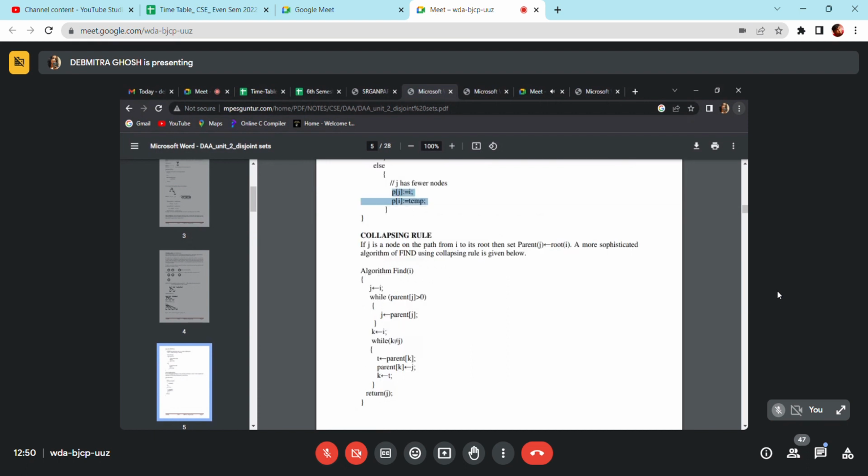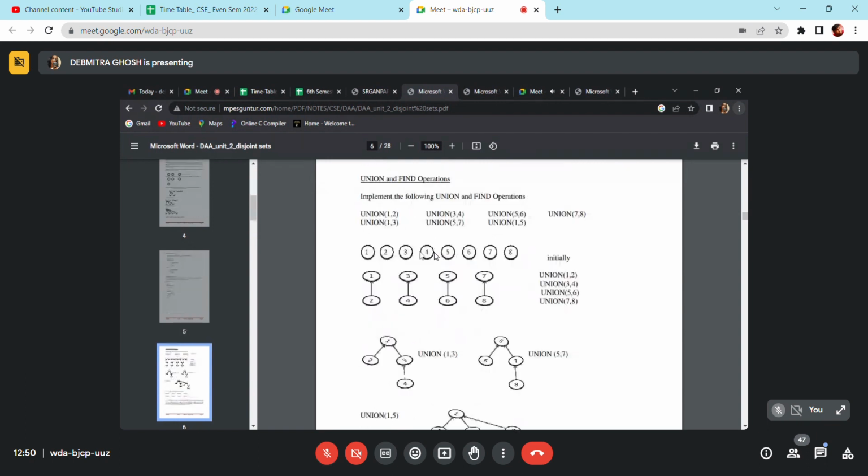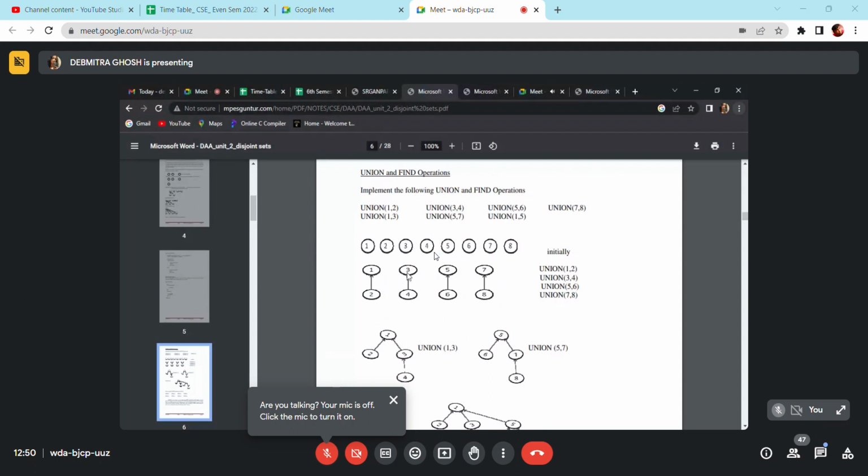We have already done union. Next comes collapsing. This part is not required for finding. So union of 1 and 2. This is the first one, 1 and 2. And when we are uniting the two sets, then finally this is the outcome: 1, 2, 3, 4. This is the outcome after union of two sets.